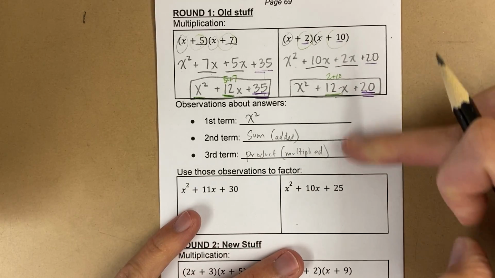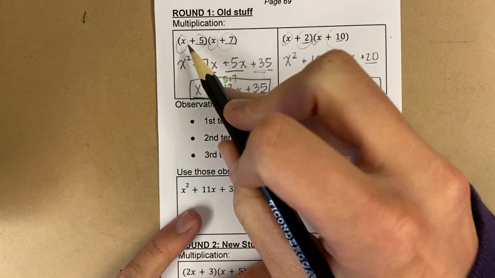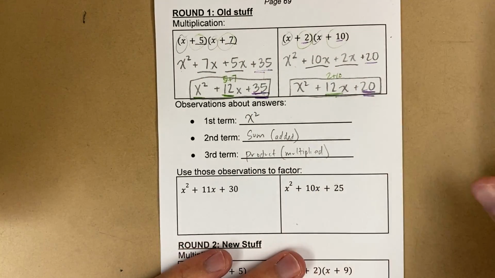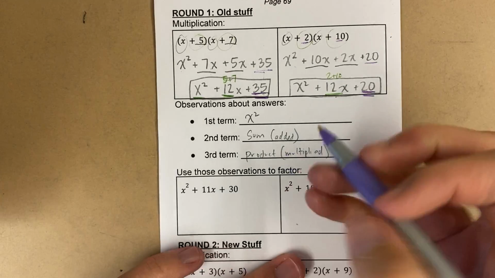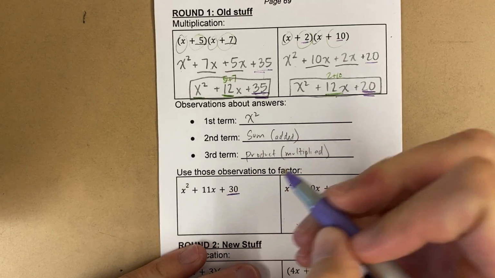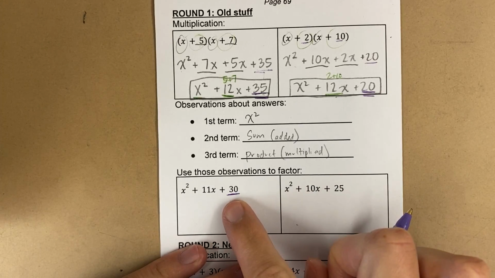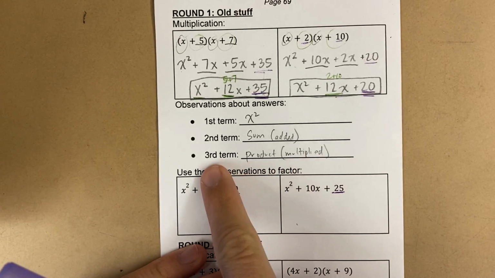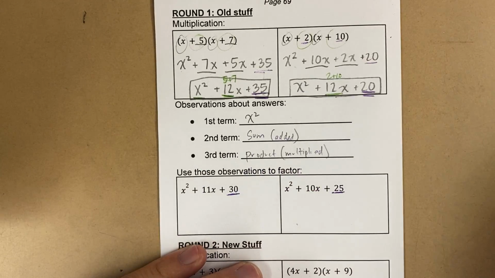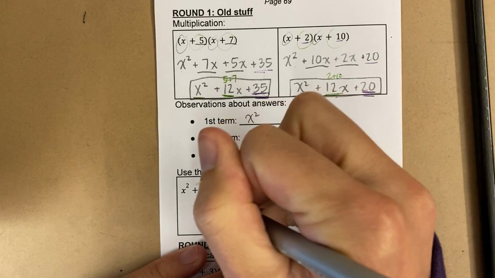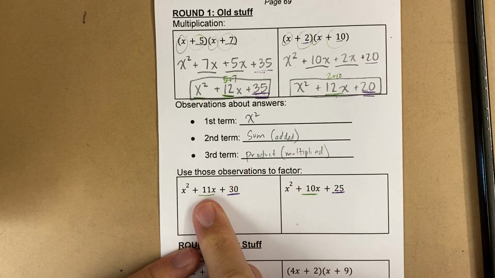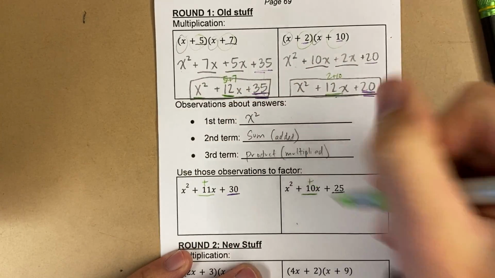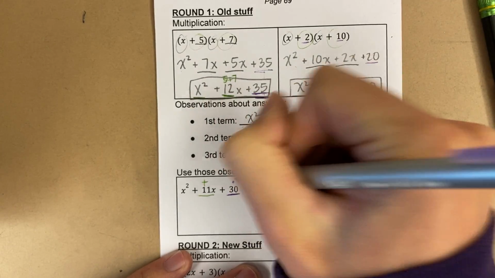So here's the thing: we can take these observations that we've made about multiplication and remember, oh yeah, factoring is just the opposite of multiplication. So if factoring is the opposite of multiplication, then when I'm looking for two numbers, I'm looking for two numbers that multiply to 30, that multiply to the third term. Because that's what happens. And those same two numbers need to add to the second term. So I'm looking for two numbers that, in this case, add to 11 and multiply to 30.